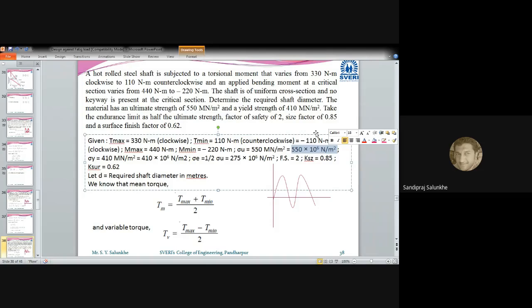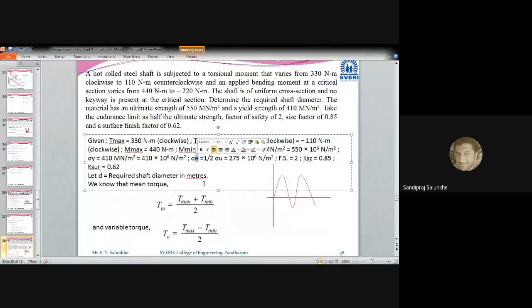So a better way is to do that in the given data itself, that it is 550 Newton per millimeter square. Then yield strength is given as 410 mega Newton per meter square, which will be 410 into 10 raised to 6 Newton per meter square, which if you want to convert, will be 410 Newton per millimeter square.